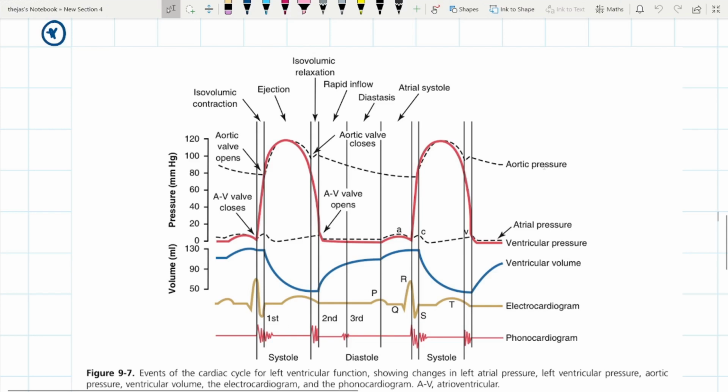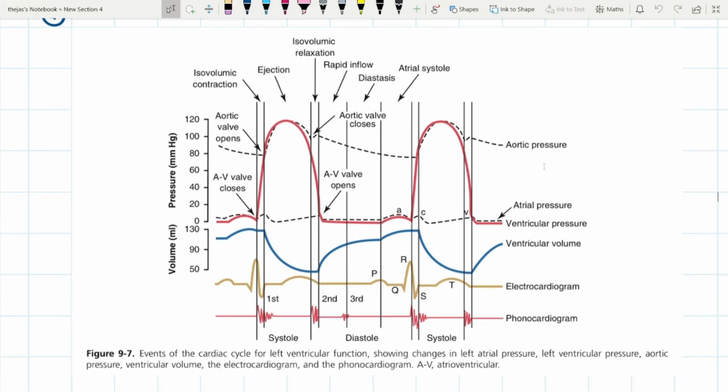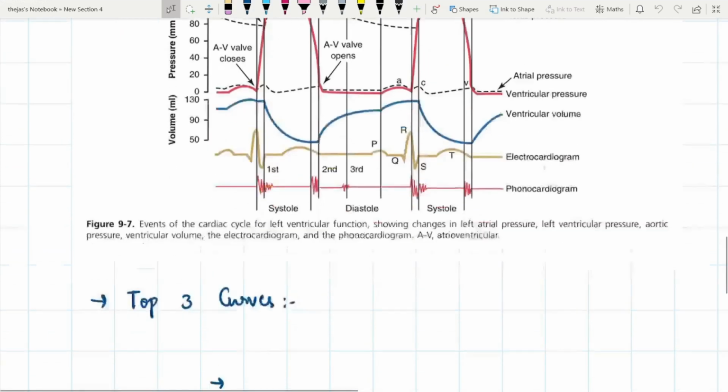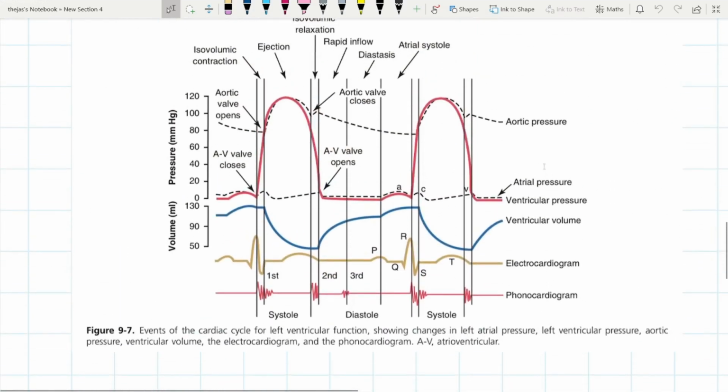Now let's discuss the core discussion of the cardiac cycle. It's the main part. So see this diagram. There are many curves. I will discuss each curve in this diagram separately. So let's first discuss this graphical representation, or curves, in a broad manner.